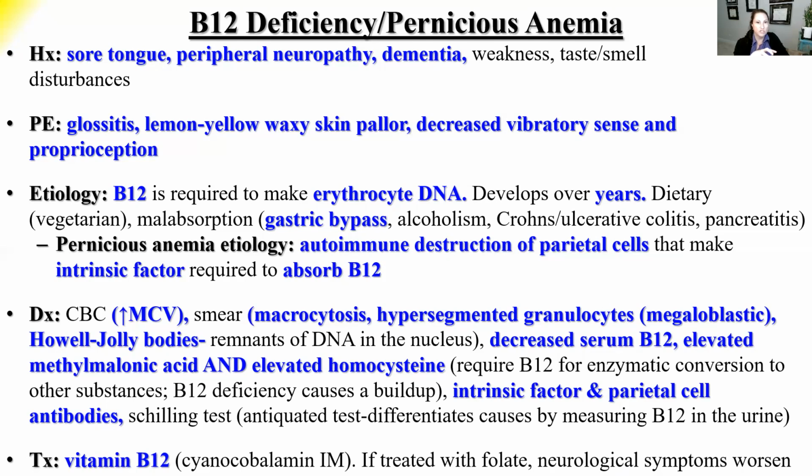Pernicious anemia is a specific type of B12 anemia. This is an autoimmune destruction of the parietal cells. Parietal cells make intrinsic factor, which is required to absorb that B12.